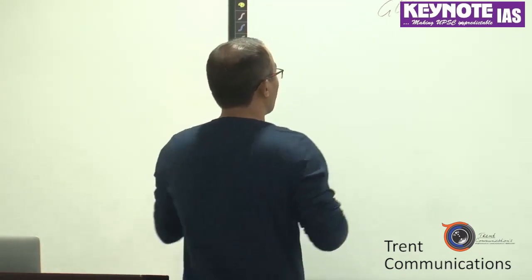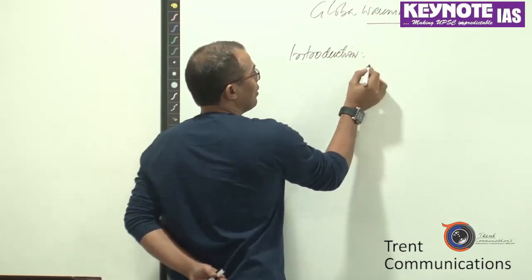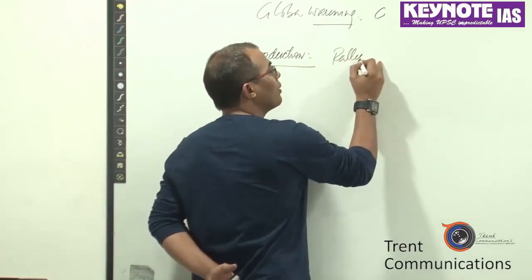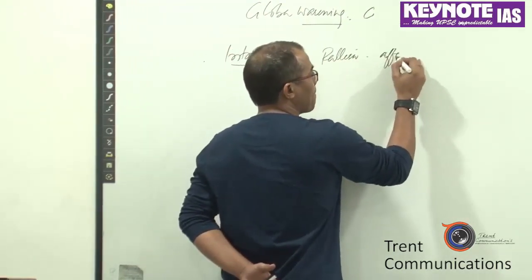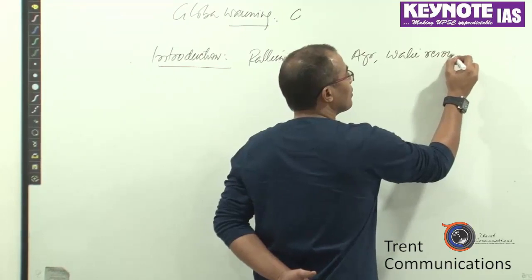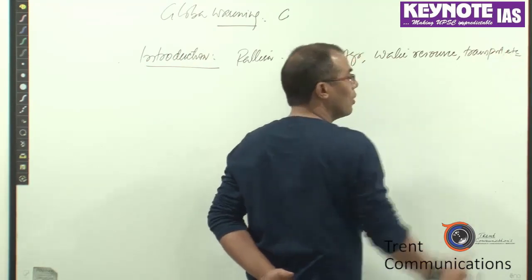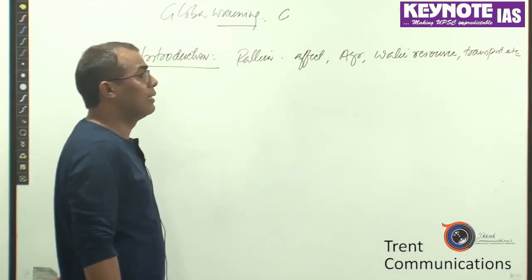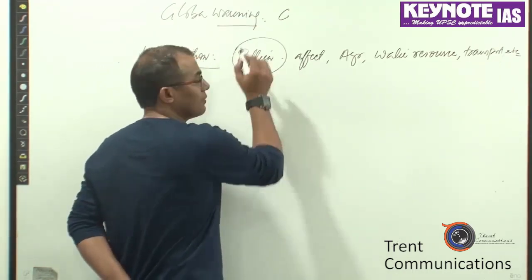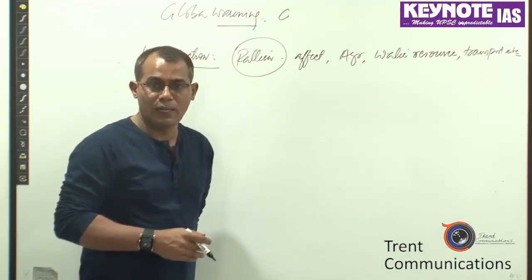If you write the introduction on rainfall pattern, you can have several introductions, but it's better to include the holistic aspect. Pattern will affect agriculture, water resources, water transport, etc. All things related with water will be affected. You can begin with the understanding of it. Suppose you are not going to write this way, you can start with understanding of rainfall pattern.